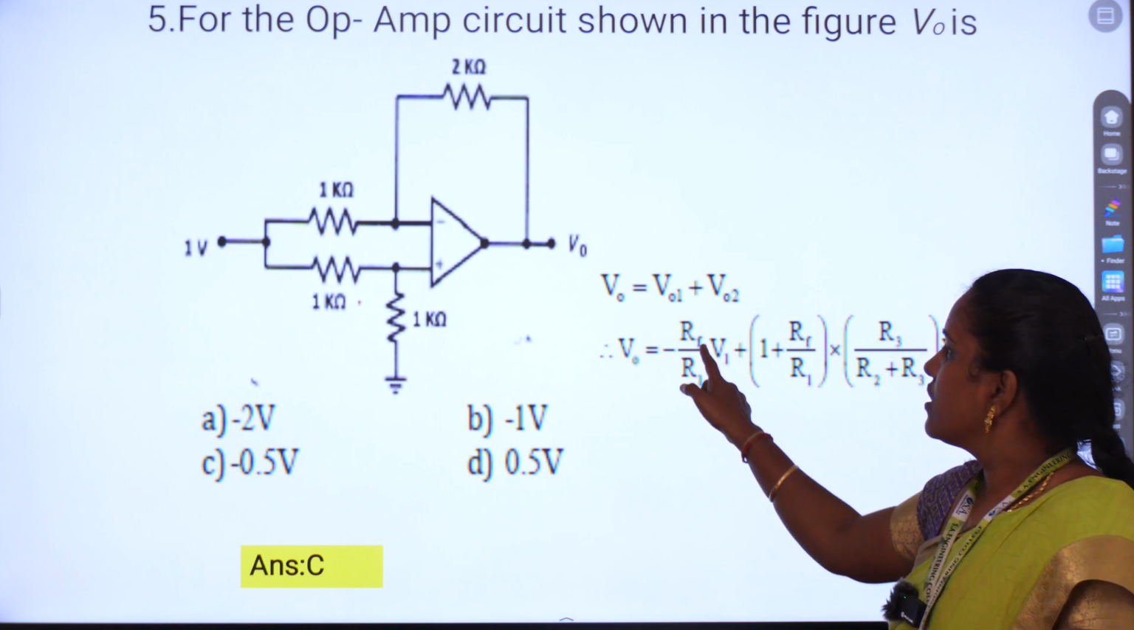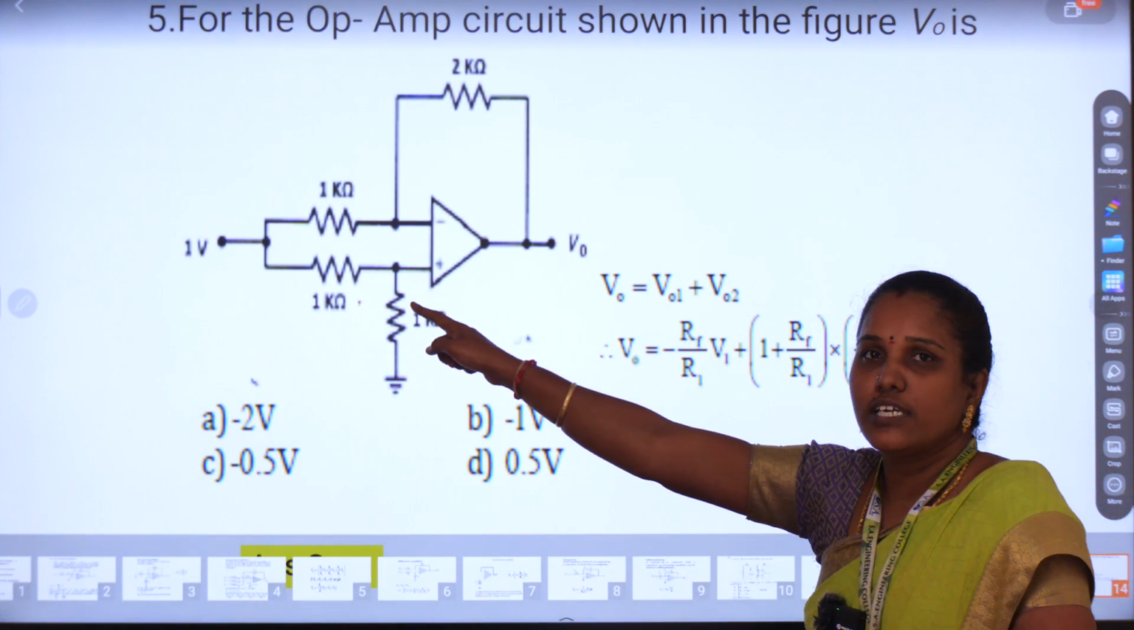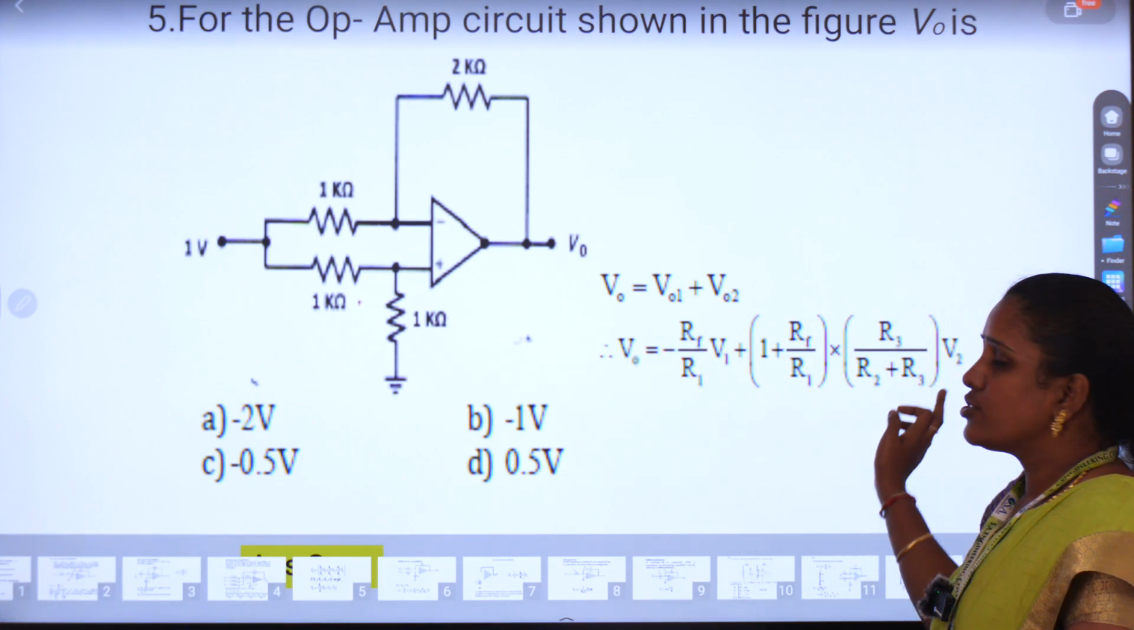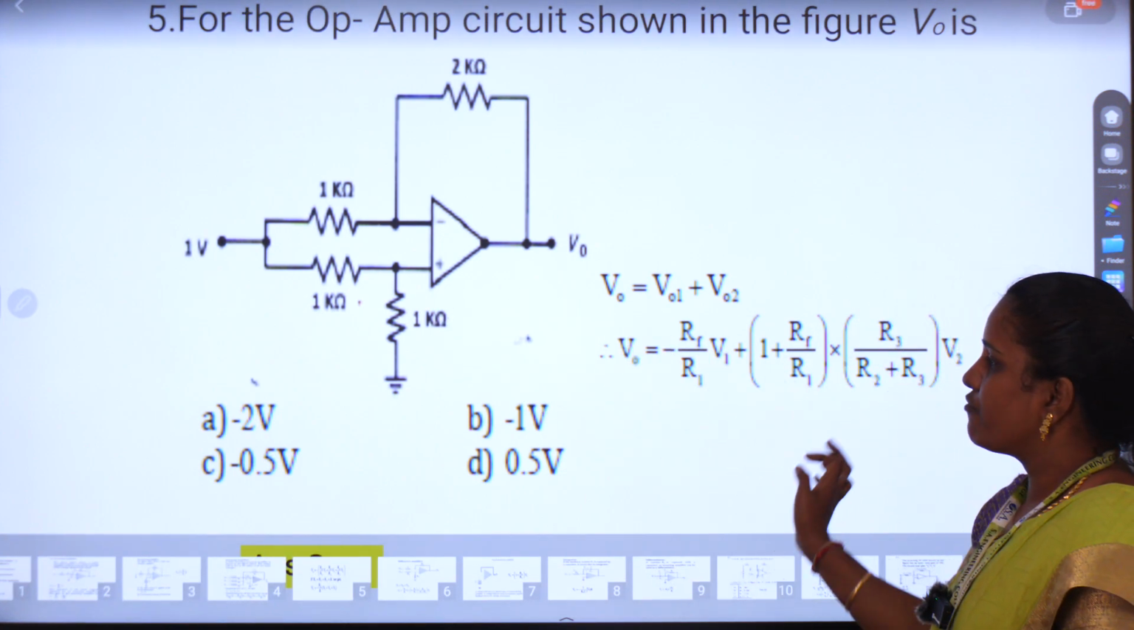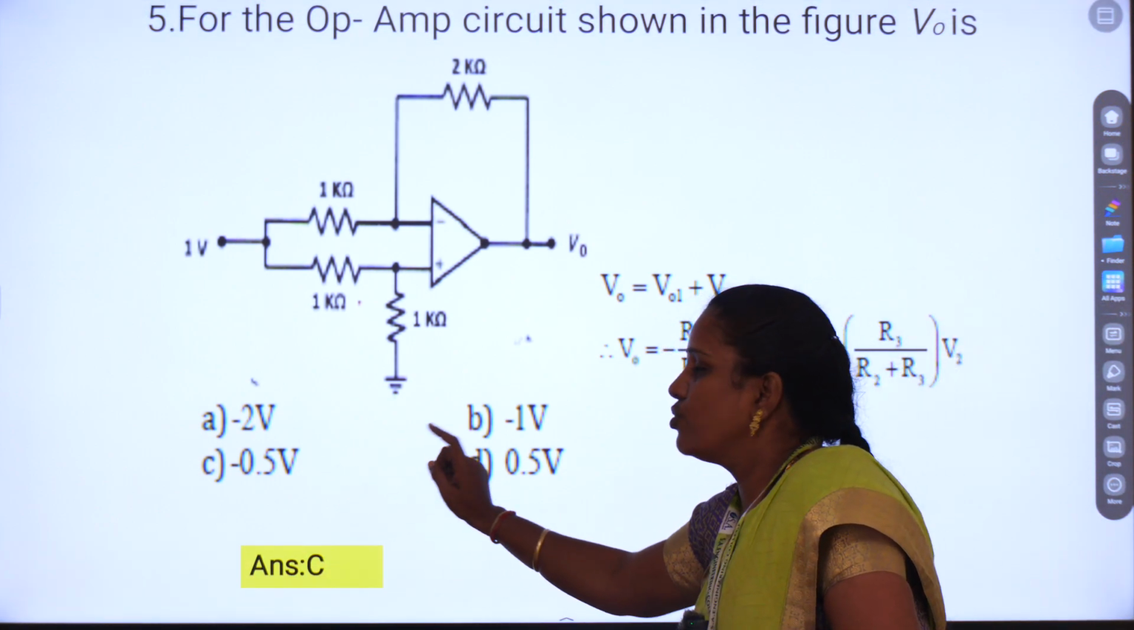From this equation, minus Rf by R1 is equal to 2K divided by 1K, into what is the voltage? V1 is 1 volt, V2 also is 1 volt. You can simplify, and you can get the answer: minus 0.5 volt only.